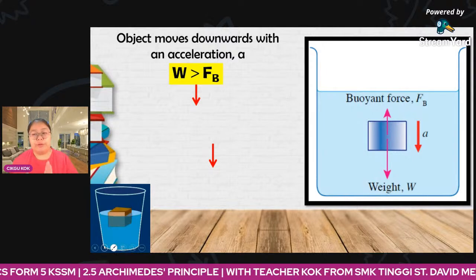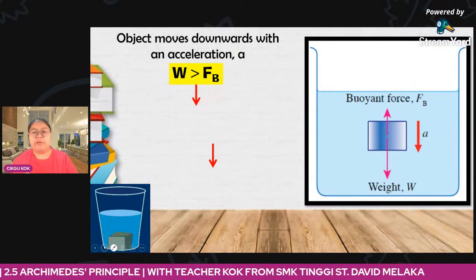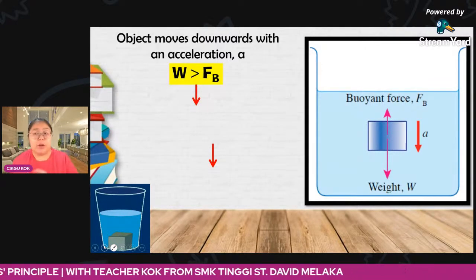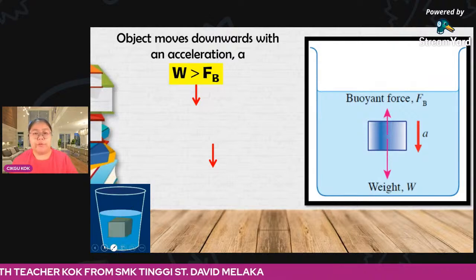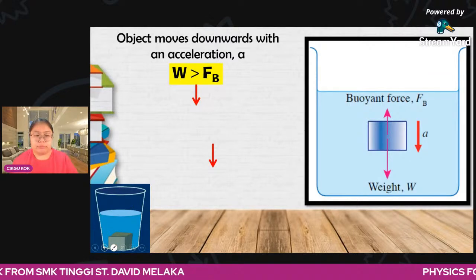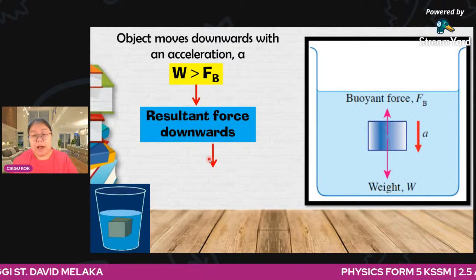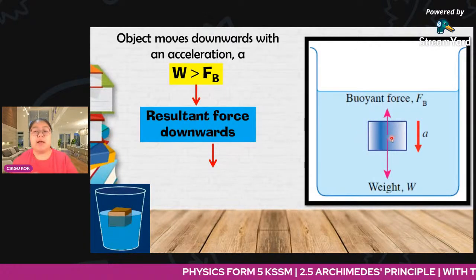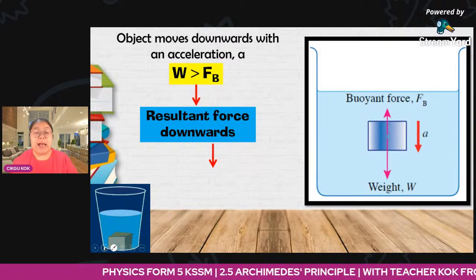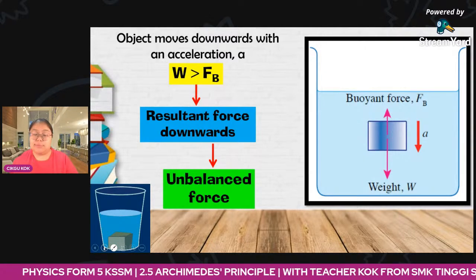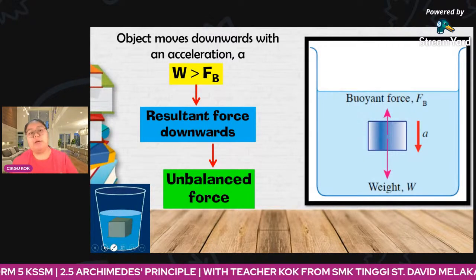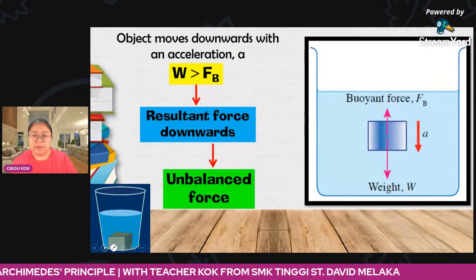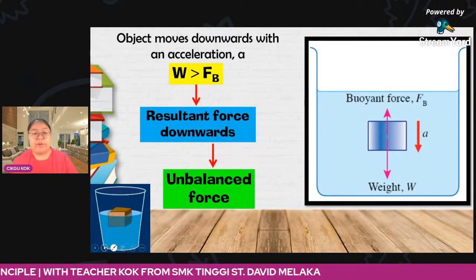How about the resultant force? The resultant force cannot be zero because there is acceleration. So the resultant force acts downwards, and it moves the object downwards. So for this situation, we call it an unbalanced force. We have a force acting downwards, and the block goes down with acceleration.